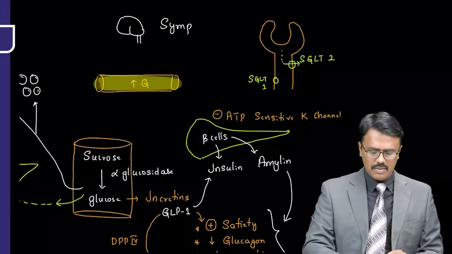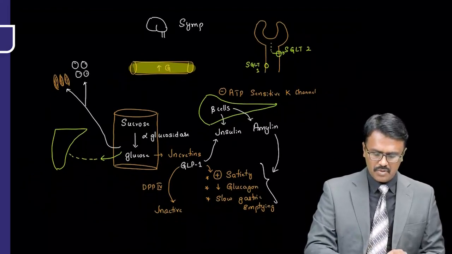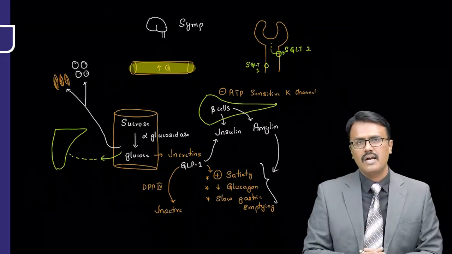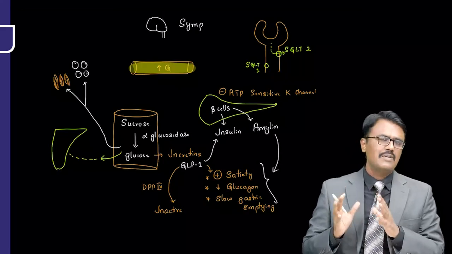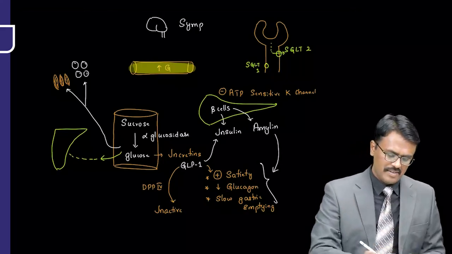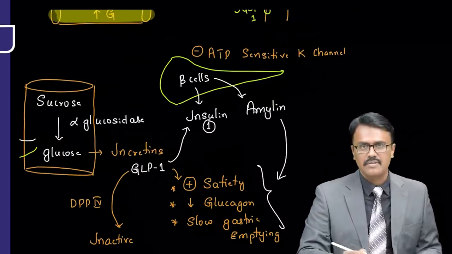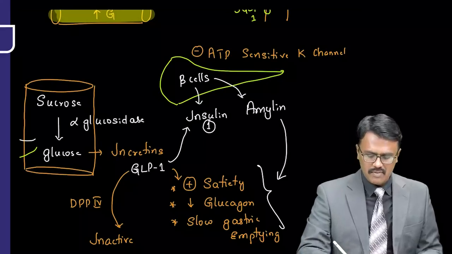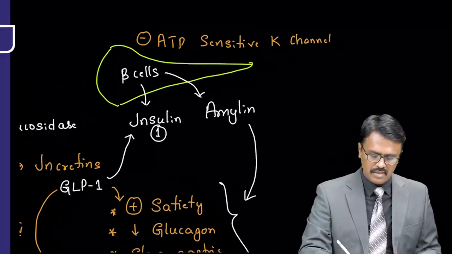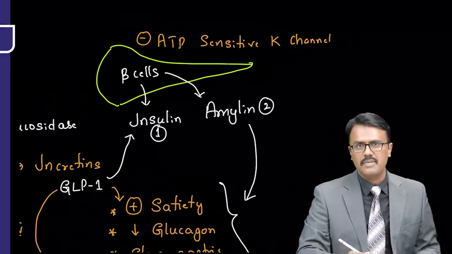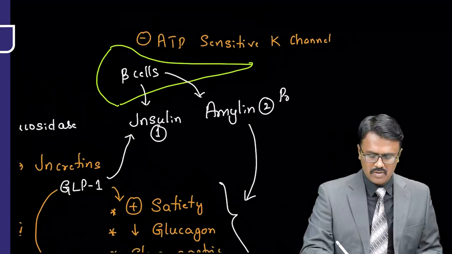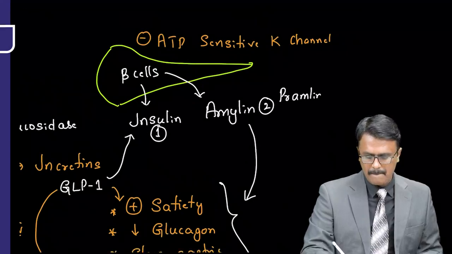Now you have the pathophysiology. Now you tell me what the targets are and what drugs we can use. So pause this video and just try to analyze this. We'll go one by one. Number one, we can give insulin itself. The second is we can give a drug which stimulates the amylin receptor. The name of the drug is pramlintide.